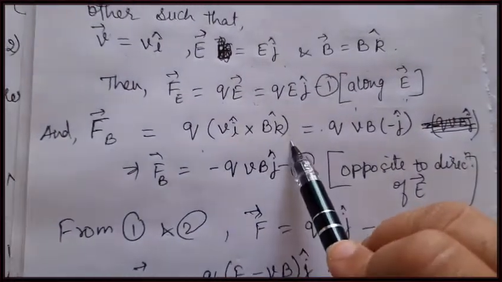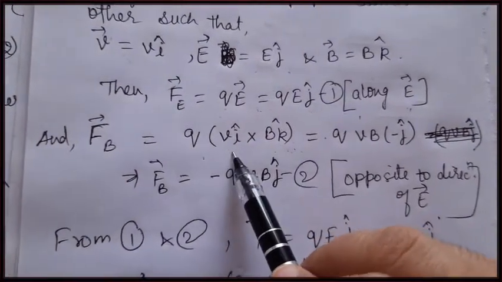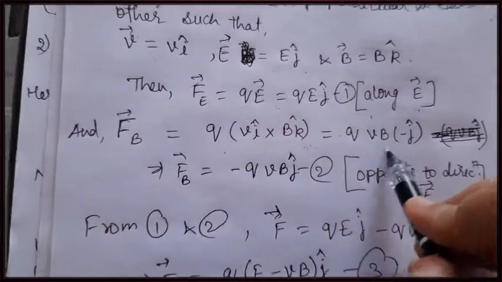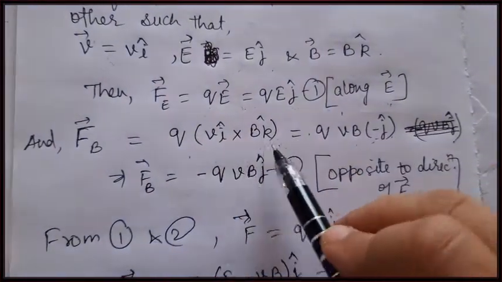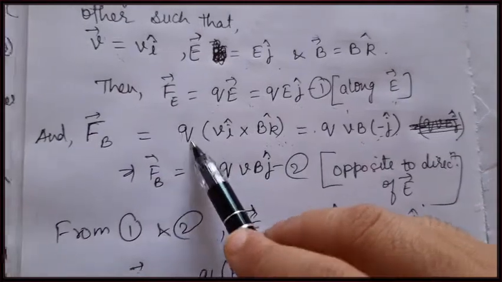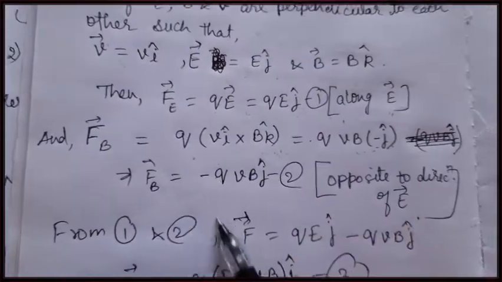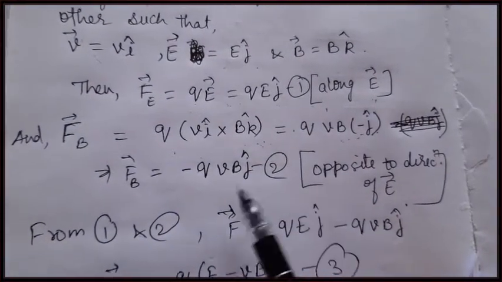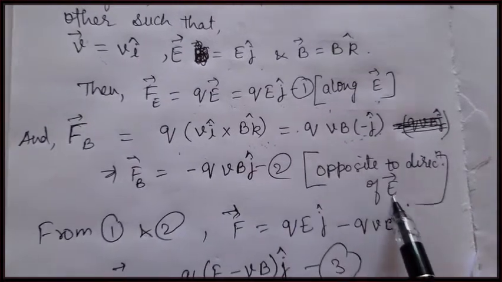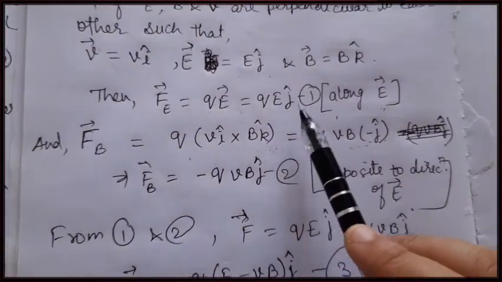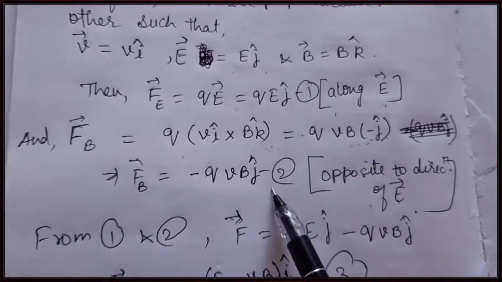Now we consider the cross product. We have to consider directions also. So we take i cross k, and from the knowledge in class 11, we know that i cross k is minus j cap. So overall we get the force due to the magnetic field is QVB along minus j cap. So a negative sign. And this negative sign shows that the direction of force due to the magnetic field is opposite to the direction of vector E, because the direction of E is along plus j cap and that of the force due to the magnetic field is along minus j cap.